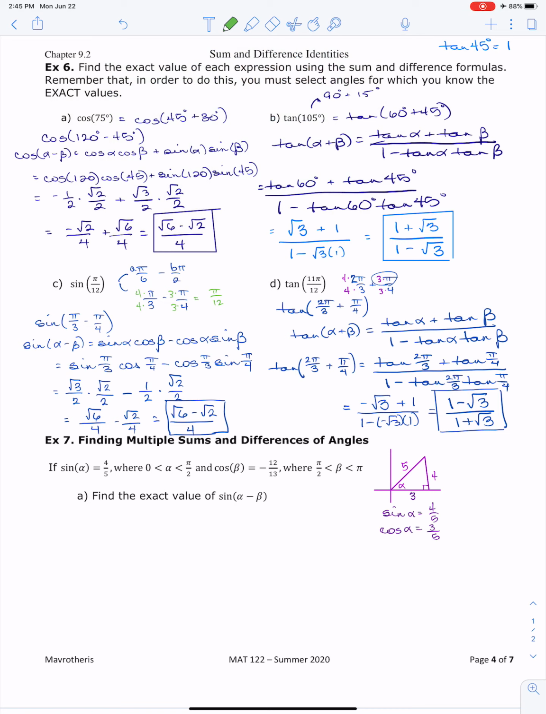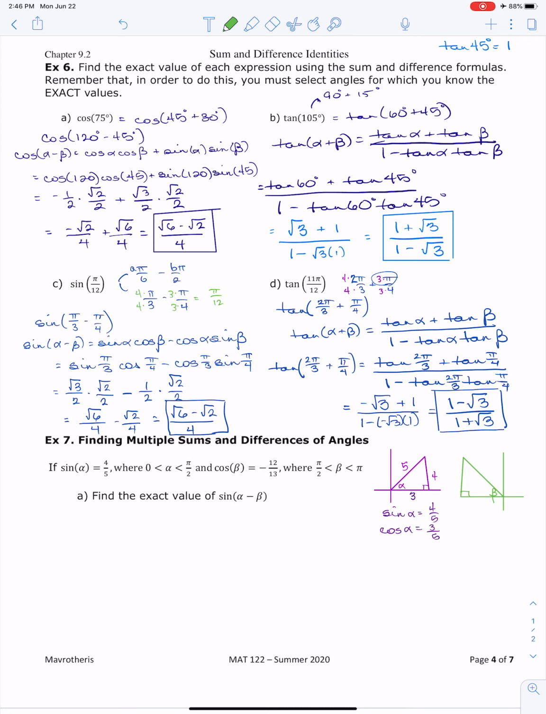We've got cosine of beta equals negative 12 over 13. Keep in mind if the cosine's negative, because our hypotenuse is never negative, that means we're in quadrant 2 or 3. They tell us that beta is between pi over 2 and pi, which means our beta has to be in quadrant 2, right? Because 90 degrees straight up, that's our pi over 2. 180 degrees, that's our pi. So I'm going to draw my triangle here with my right angle made with the x-axis. Angle beta is right here, next to the origin.